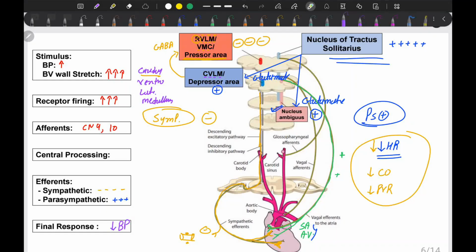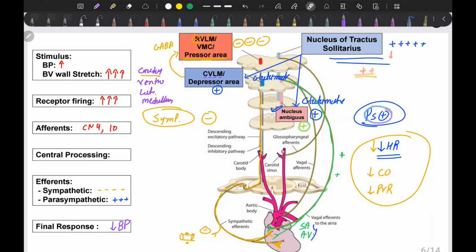Okay, so if we talk about the decreased blood pressure situation, it will be exactly the opposite. There will be an exact opposite reaction to that. Whenever there is a decreased blood pressure, there will be a decreased stretching of your blood vessel wall, and the firing frequency will be decreased. So there will be less stimulation of nucleus tractus solitarius, and less stimulation of nucleus ambiguus. Less stimulation means there will be less stimulation of the parasympathetic system.